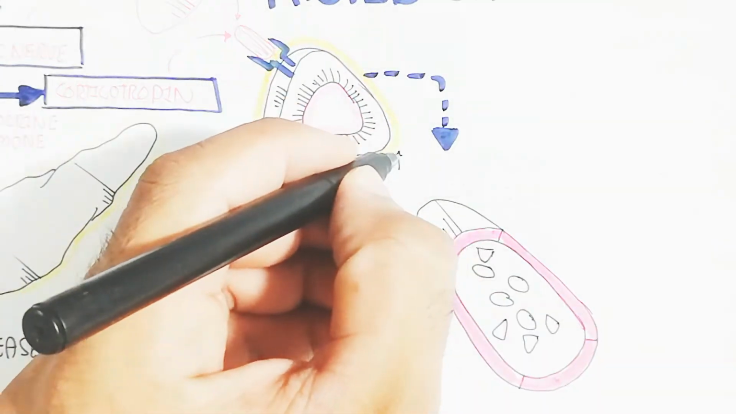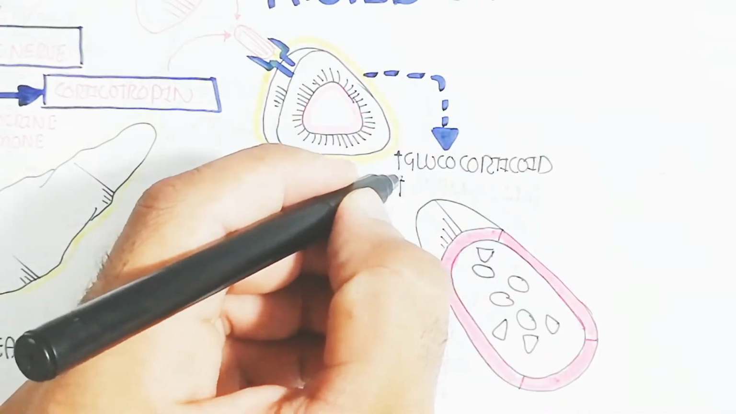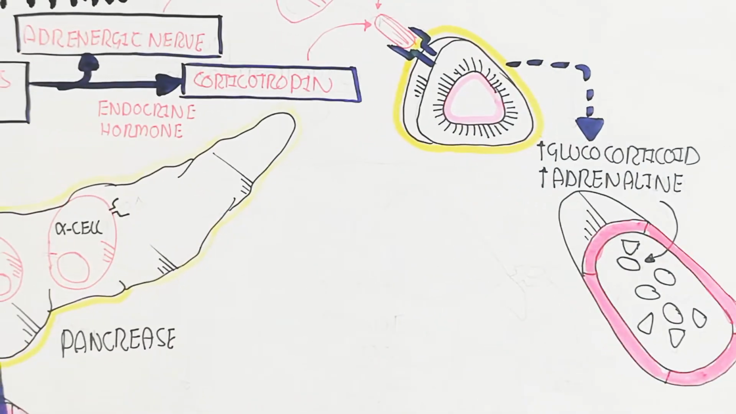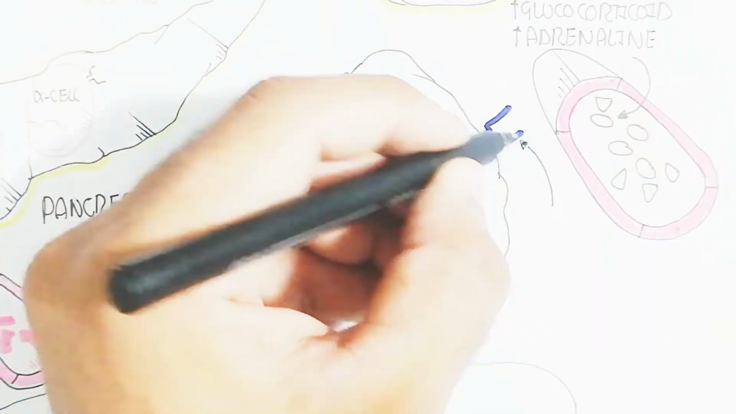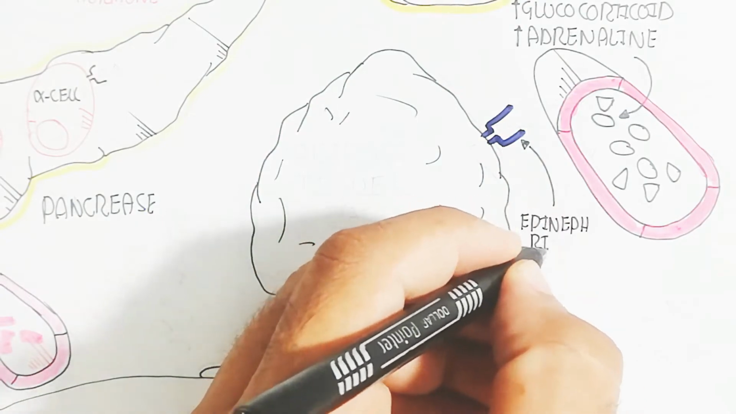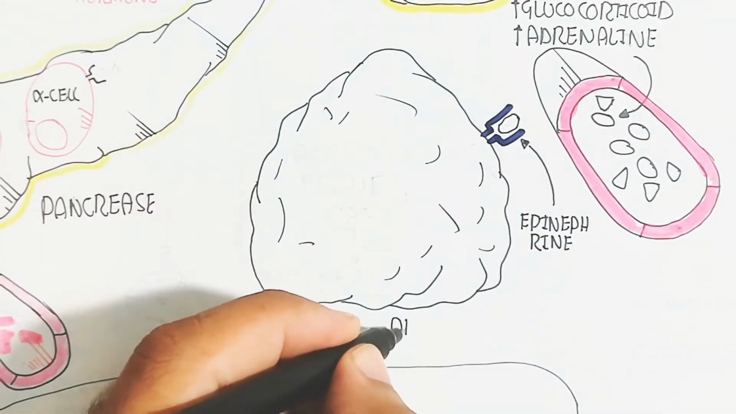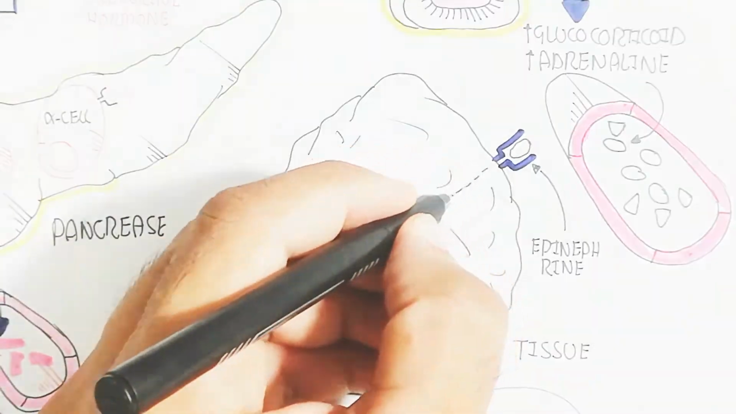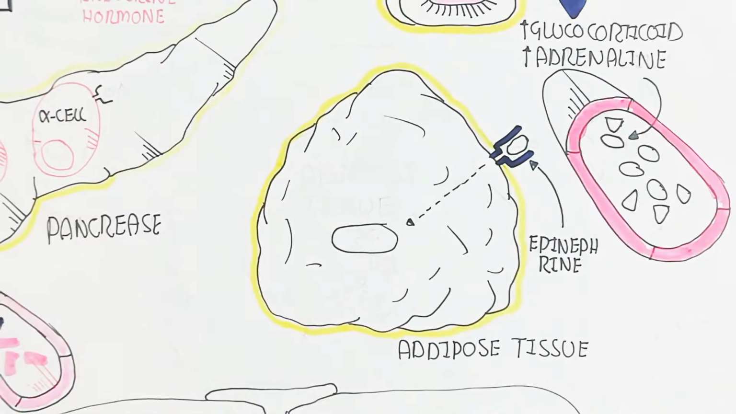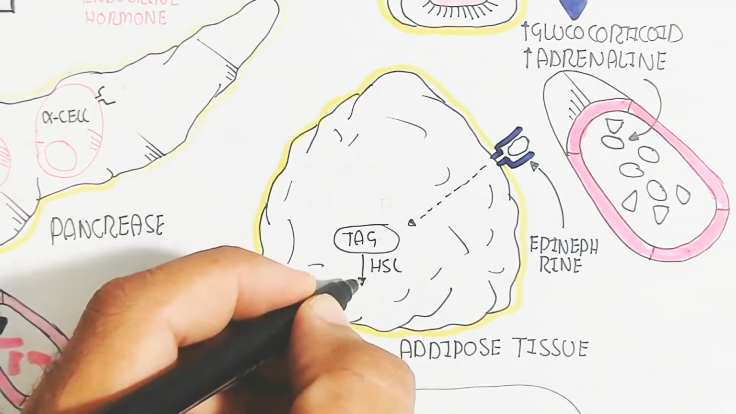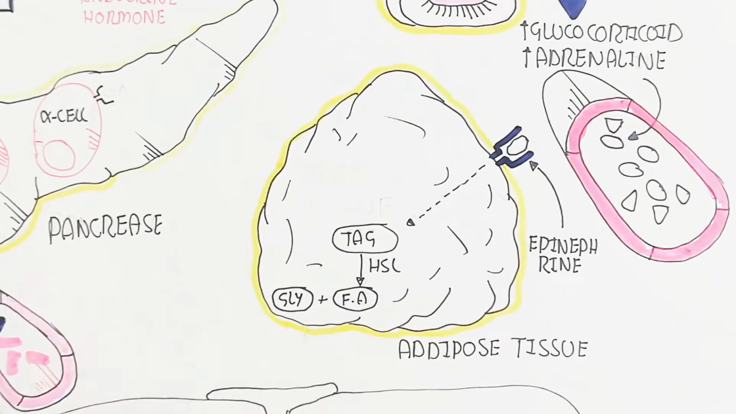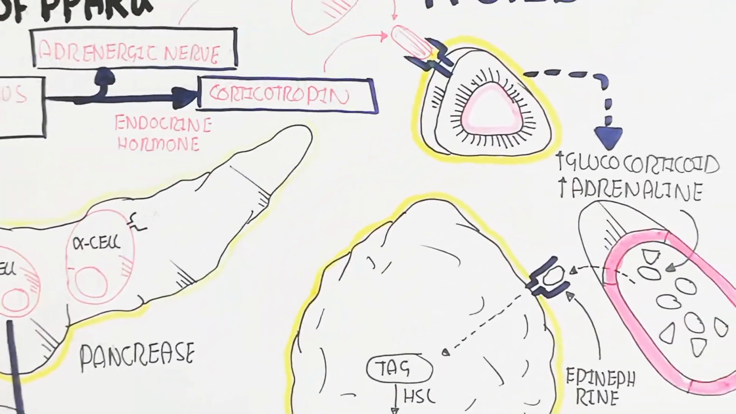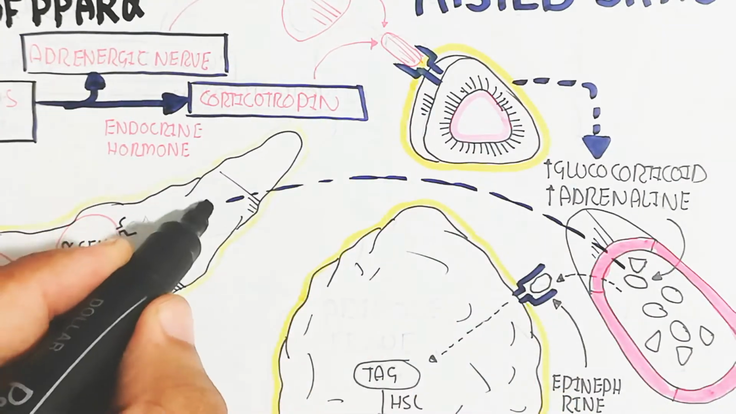So when glucocorticoid and adrenaline increase, they go into the blood circulatory system and target the adipose tissue, binding to the epinephrine receptor or glucagon receptor. In this way the epinephrine also goes to the alpha cell of the pancreas, and it triggers the triacylglycerol to undergo lipolysis, forming free fatty acid and glycerol through the hormone sensitive lipase enzyme. So anyhow, here is the blood circulatory system.